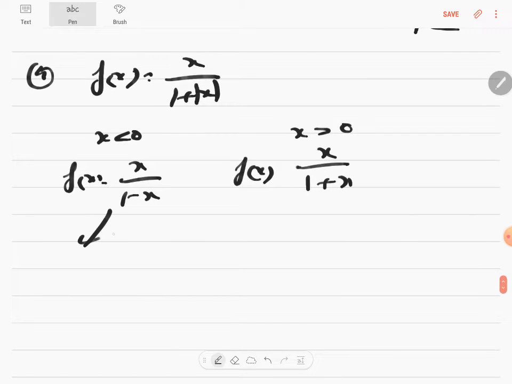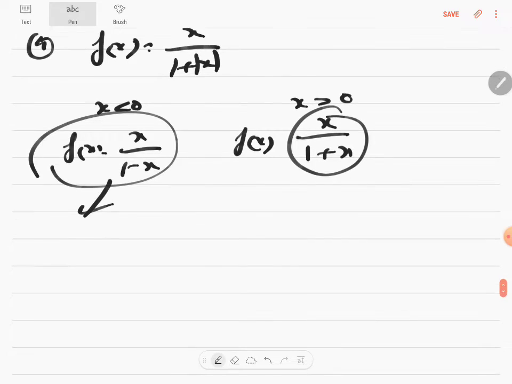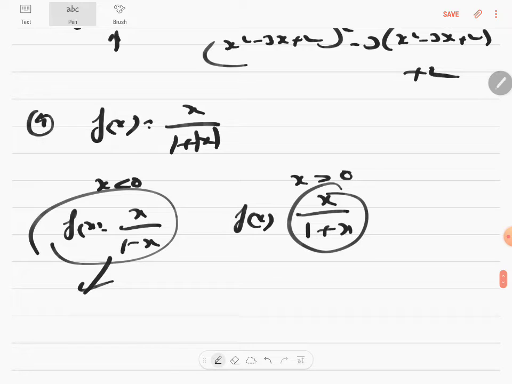So you can prove this. Take this left side function and find whether it is 1 to 1. This is also 1 to 1. Will it be 1 to 1? If you take it separately, yes, it will be 1 to 1. If you take it combined, I am not sure.